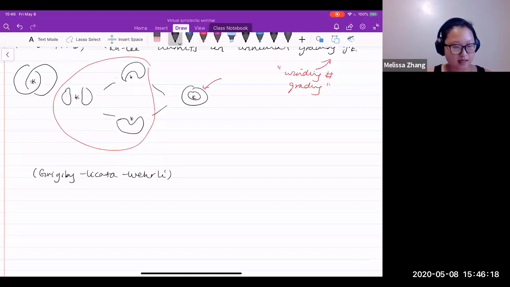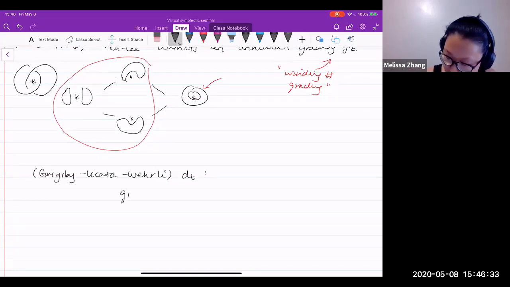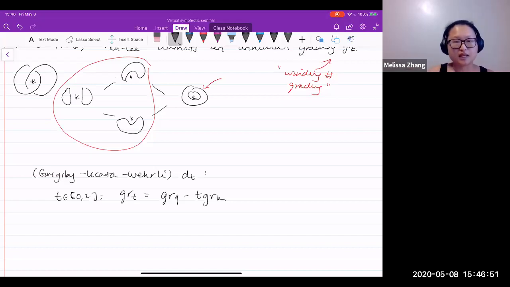So then Grigsby, Licata, and Wehrli defined a Rasmussen-like invariant, but more general. So they said that, let's say I have an annular link. I can define d_t just like Rasmussen defined s, except that now I'm going to have a one-parameter family of filtration gradings. So for any t inside the interval 0 to 2, I can define not just the quantum grading, but I can mix my quantum grading with this annular grading. And then for each of these, if I specify t, I get a grading. Then I look at the surviving Lee generator. I will get an annular Rasmussen invariant called d_t.